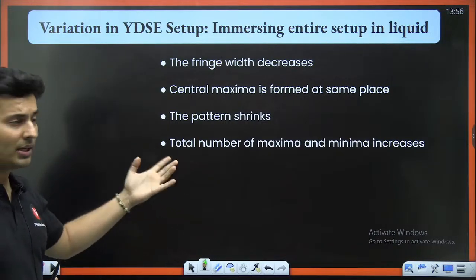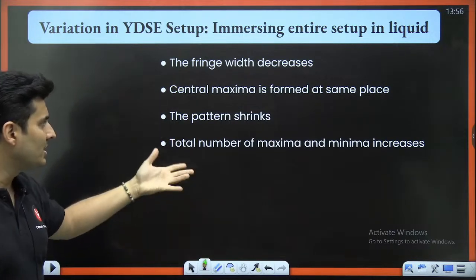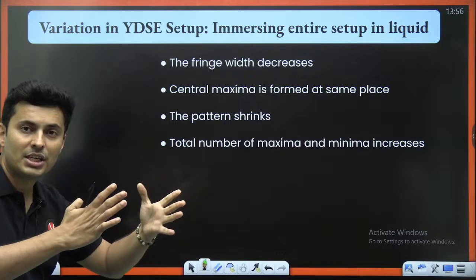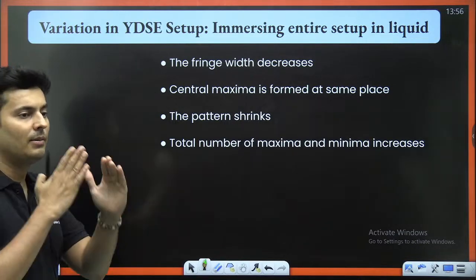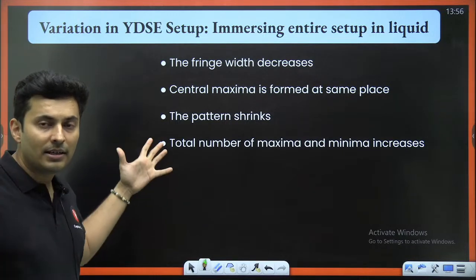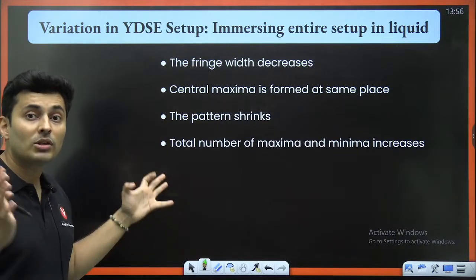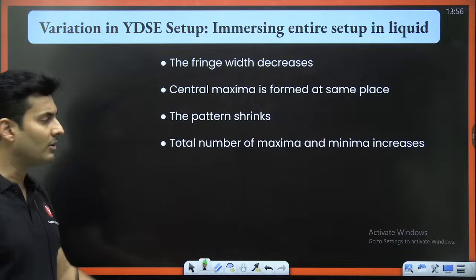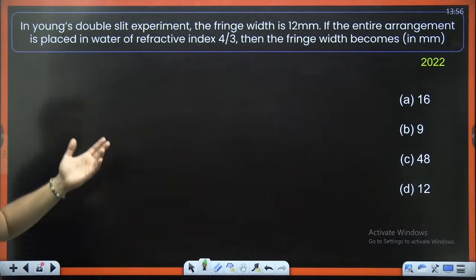I just told you about it because the refractive index will change, wavelength will change, you will see the fringe width will change, but you will still see the central maxima at the center only. The position of the center won't change. Other fringes will come close by it. You will see the pattern will shrink because wavelength will go down, fringe width will go down. There is a question on that which was asked in 2022 and even this year.